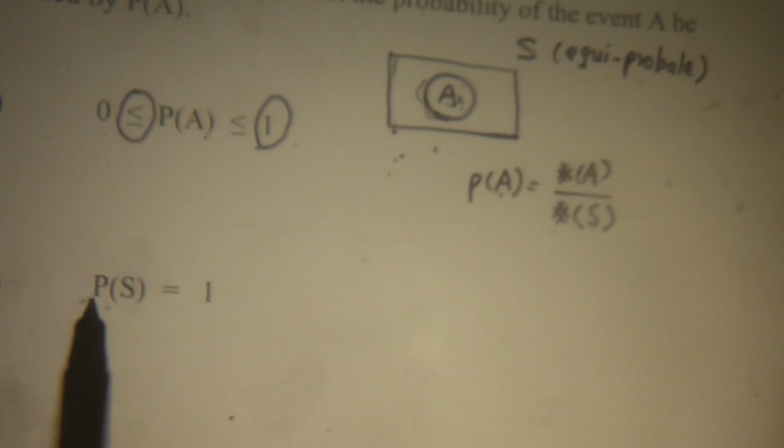Rule number 2 follows the same argument. You can see the probability of the sample space is 1. That is to say, the sample space will happen for sure.